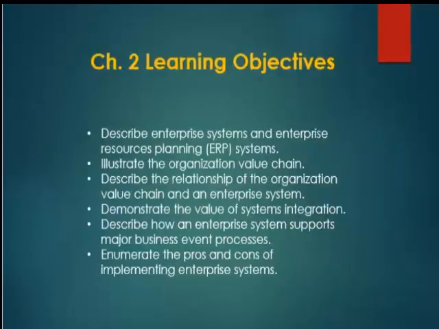Chapter 2, Learning Objectives. Describe enterprise systems and enterprise resource planning systems, also known as ERP. Illustrate the organization value chain. Describe the relationship of the organization value chain and an enterprise system. Demonstrate the value of systems integration. Describe how an enterprise system supports major business event processes. Enumerate the pros and cons of implementing enterprise systems.